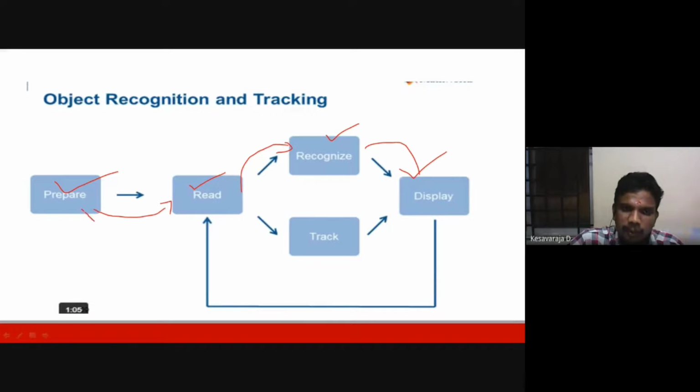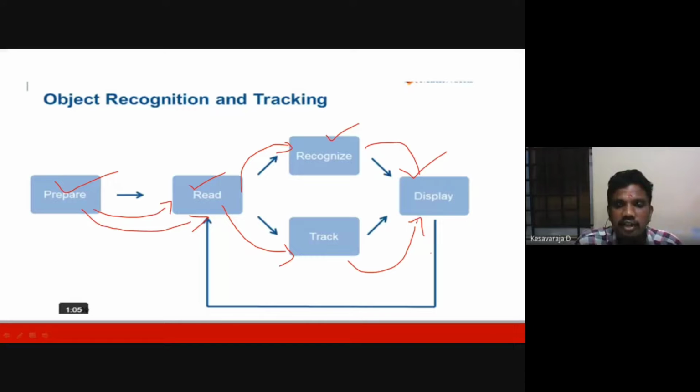Otherwise, you prepare the video, read the video or take it from a camera, then track the entire information, the entire object, either a car or a human being, and display the tracked object. For example, if a car was moving at high speed, that will be extracted. So it's the core step-by-step procedure of object recognition as well as tracking. Just basic information about recognition and tracking.